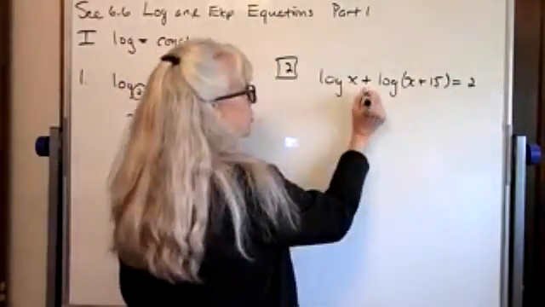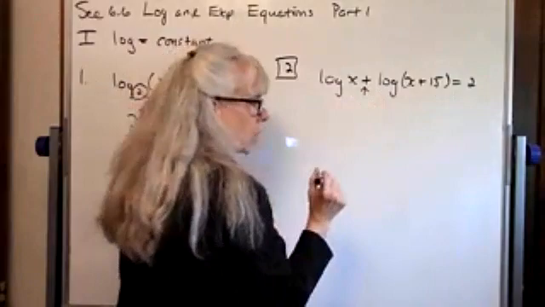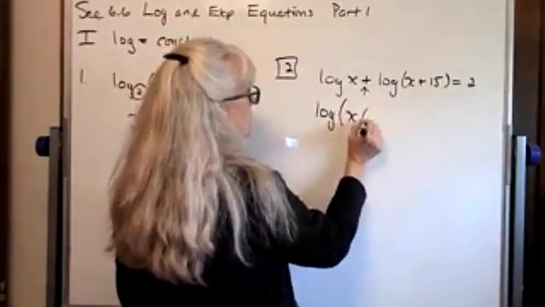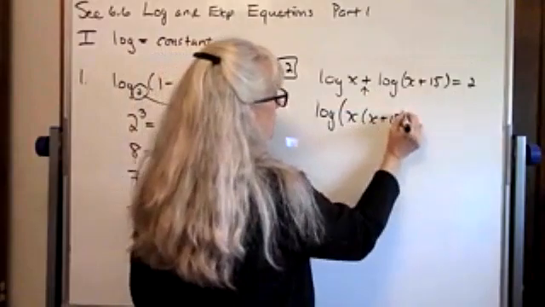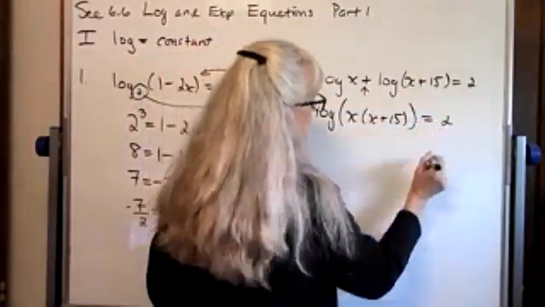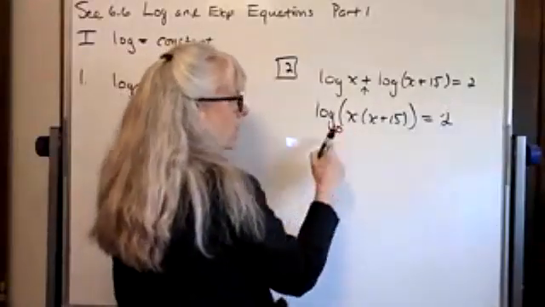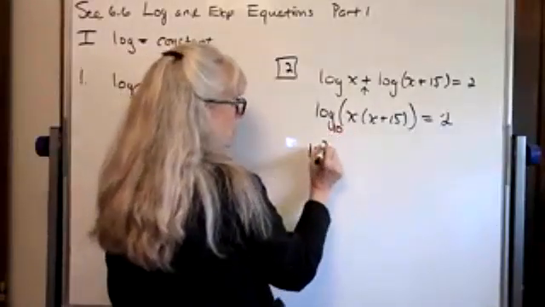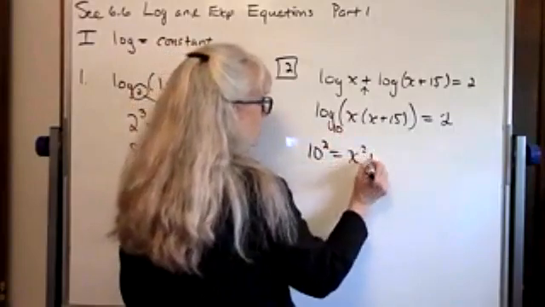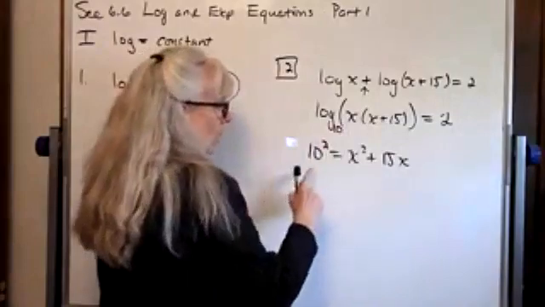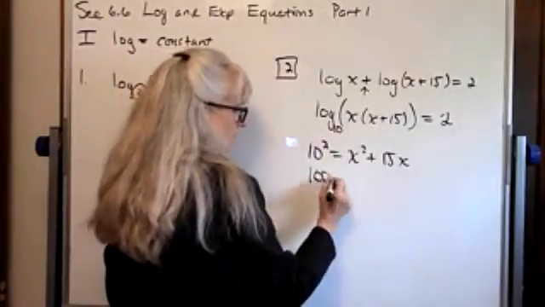So because there's a plus between them, we'll use our product property and rewrite this as the log of x times x plus 15. And that's going to be equal to 2. So those were the properties letting us do that. We know the base here is 10. Now we can switch form. So this would be 10 to the 2nd power is equal to x squared plus 15x, just distributing in. This is 100. And we have a quadratic.